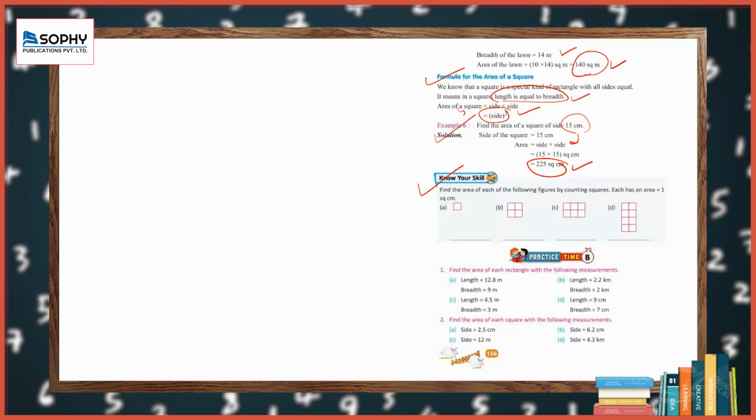Now know your skill. We have to find the area of each of the following figures by counting squares. Each has an area of 1 square centimeter. So first one, very good students, that is 1 square centimeter. In the second one, 4 square centimeter. That's how you have to complete it.